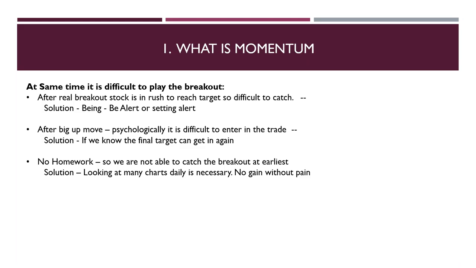So the solution to this is, if we know the final target where this stock is going, say the stock has gone up by 5%, and I know the target for this stock is 10 to 12%, so I can still enter, psychologically, if I can accept this fact. So at the next opportunity I'm definitely entering that stock. It should not happen that after a blasting breakout we miss the move.